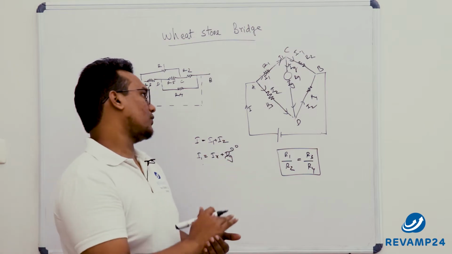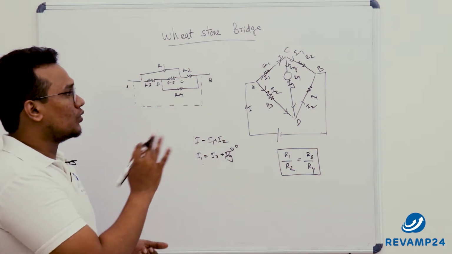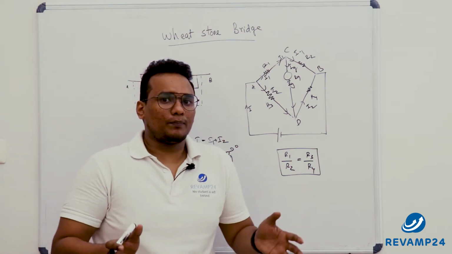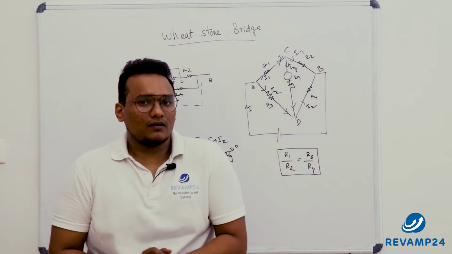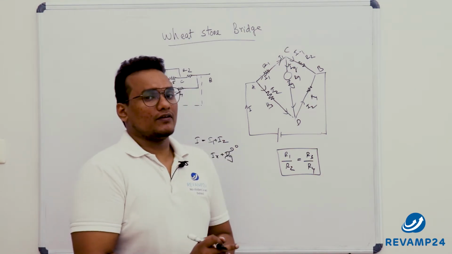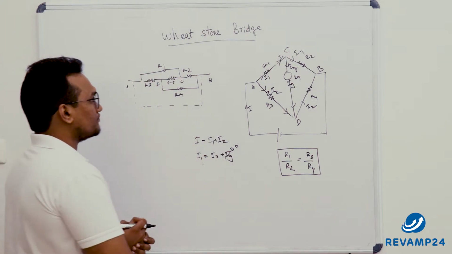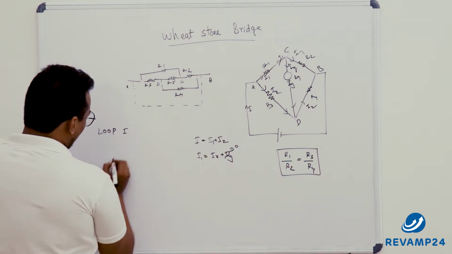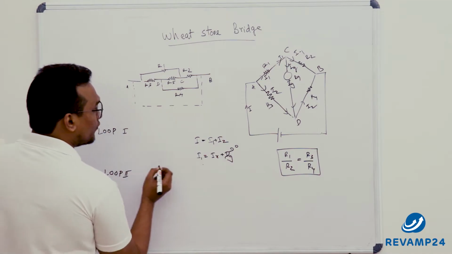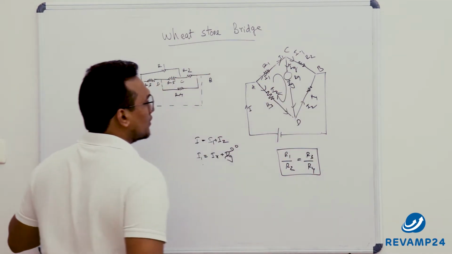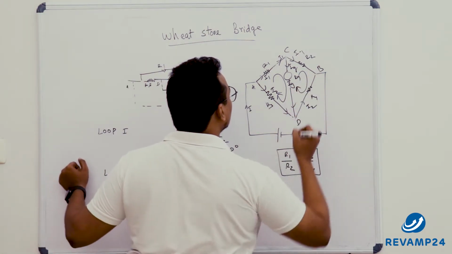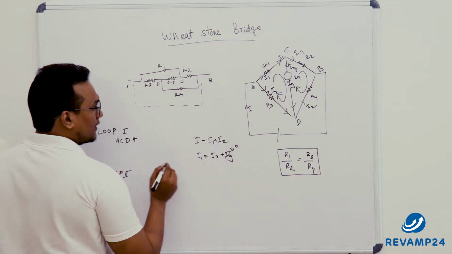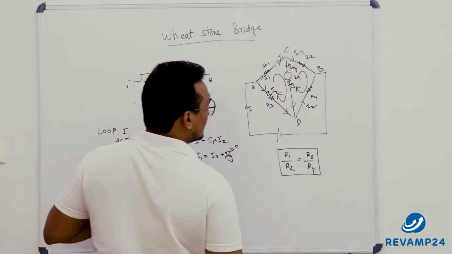Now we can apply the second rule with the help of two different loops. The mandatory thing before applying Kirchhoff's second rule is that the first rule has to be applied first. That is the current rule or junction rule. Now in the loop rule, we will take two loops, loop 1 and loop 2. This one is loop 1. You can take according to your convenience. I am going to take this one as loop 2. So my loop 1 is ACDA, and my loop 2 is CBDC.